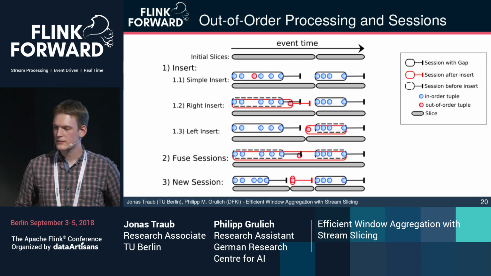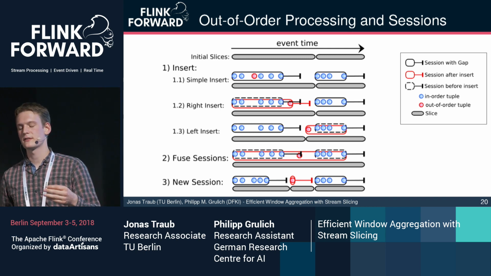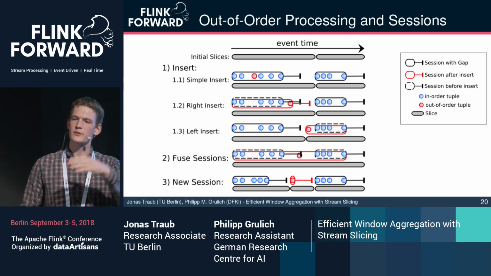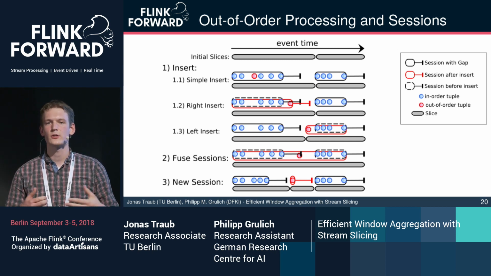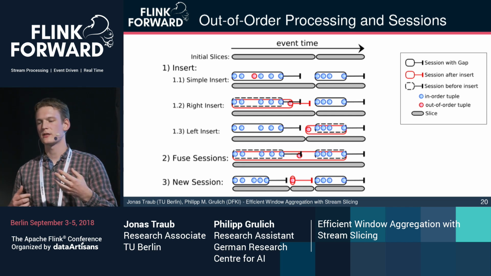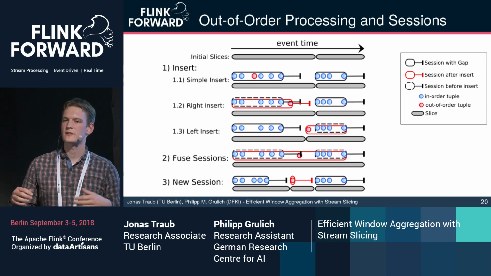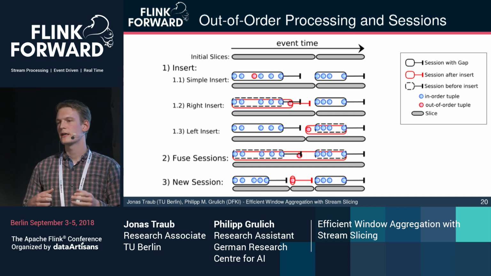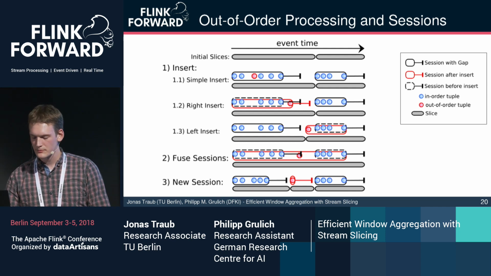And then the final case that can happen is that an out-of-order tuple arrives, and there is a sufficient gap both before that out-of-order tuple and after that out-of-order tuple. And in this case, the out-of-order tuple is a new session on its own. So then we introduce a new slice, which will only contain the out-of-order tuple, and all the other slices have the same partial aggregates as before. They just change their start and end times respectively.